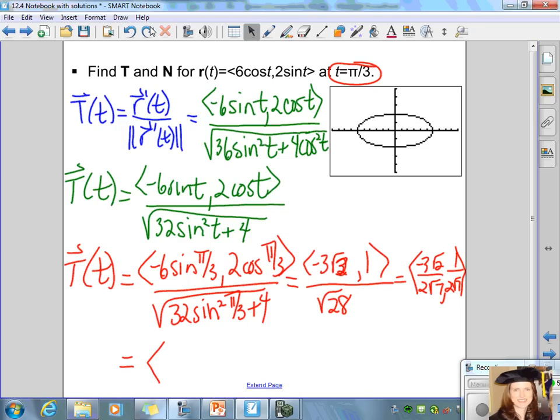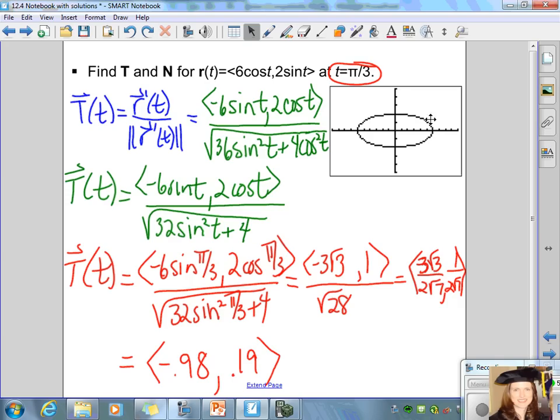Okay, again, that can be simplified to, as a decimal, approximately negative 0.98 and 0.19. The components of the vector are approximated here using decimals. I just wanted to clear that up, that should be a negative 3 square root of 3. So that is our unit tangent vector at the time t equals pi over 3.